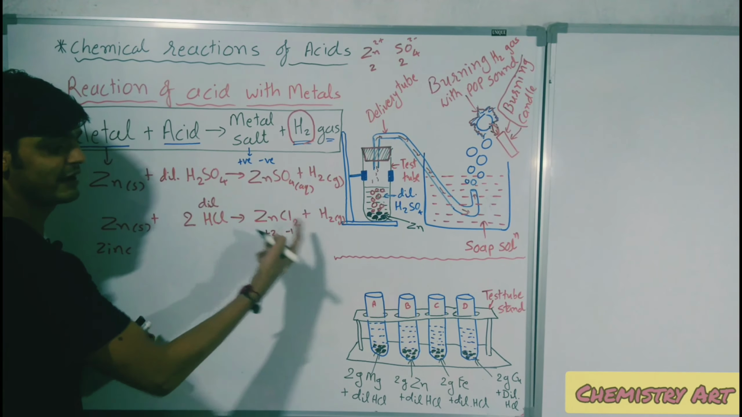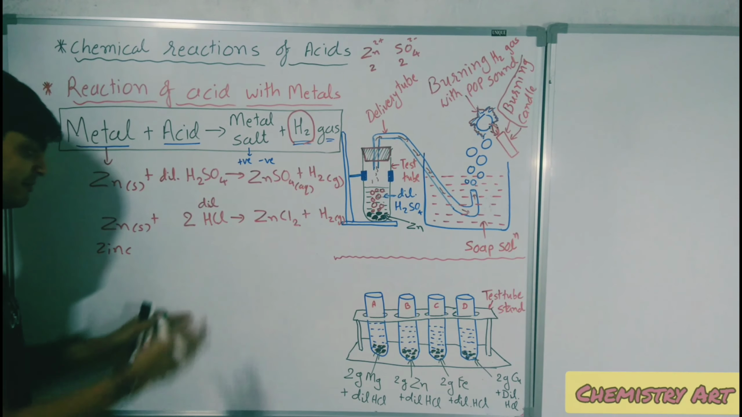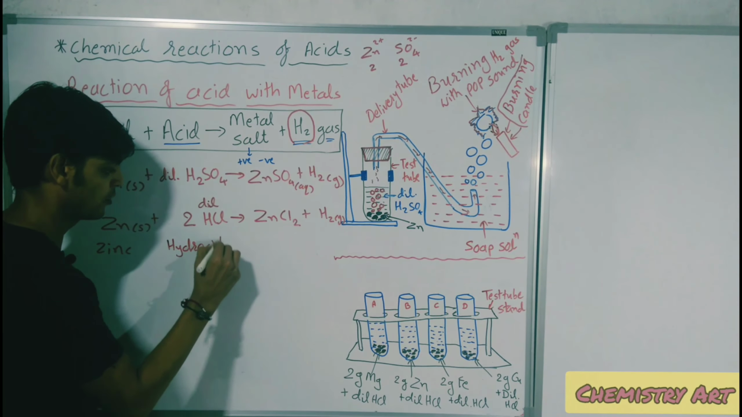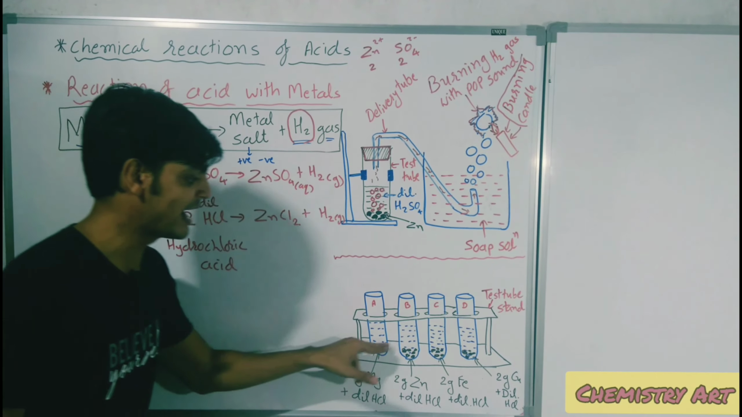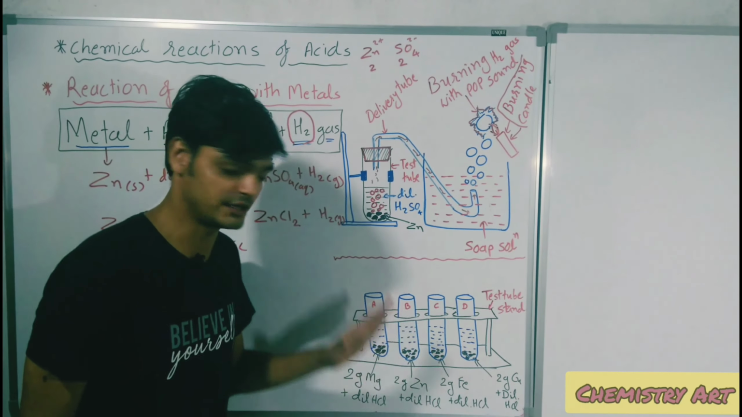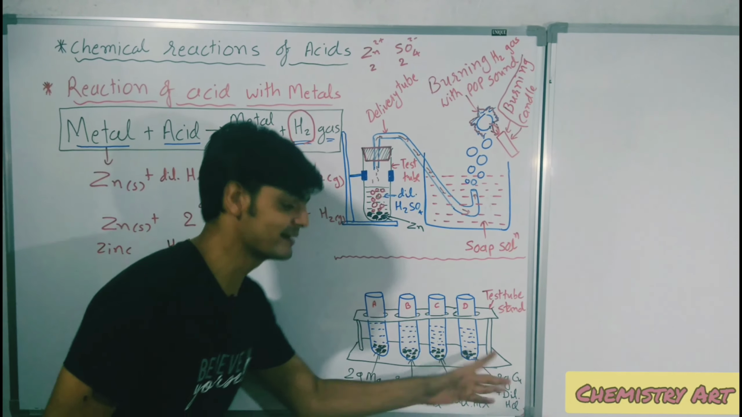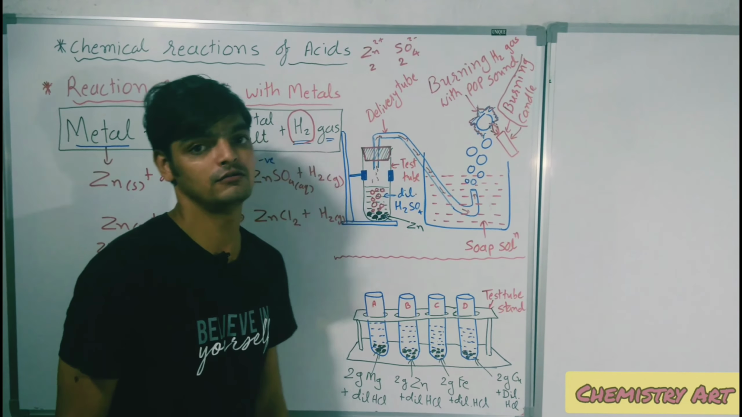Now I think you are clear about this chemical reaction. Let me write here the hydrochloric acid name, hydrochloric acid. Now see here, another activity I have mentioned. In the figure you can see that A, B, C, D different test tubes I have taken, and in all these test tubes I have taken hydrochloric acid. All the test tubes are having hydrochloric acid, but different metals I have added into the test tubes.